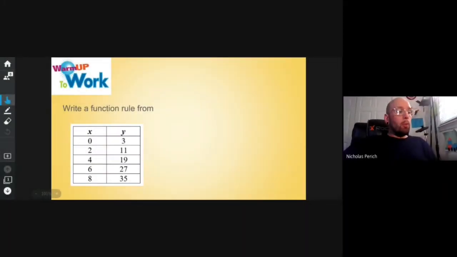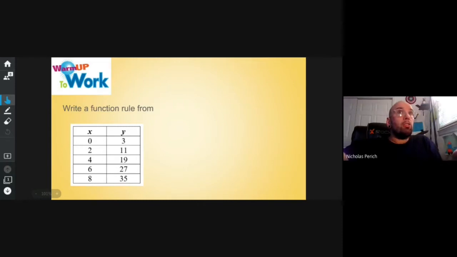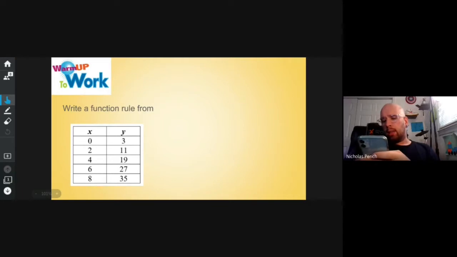Today, before we get started, let's review some of the stuff that we already learned. I see a problem that involves line of best fit. It says write a function rule from that chart right there. Well, that doesn't really help me out a lot. So I'm going to get my NCTM line of best fit calculator.